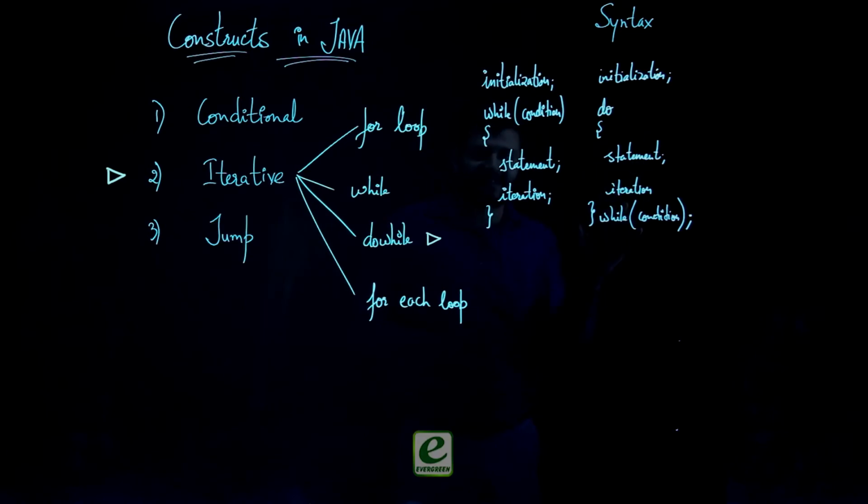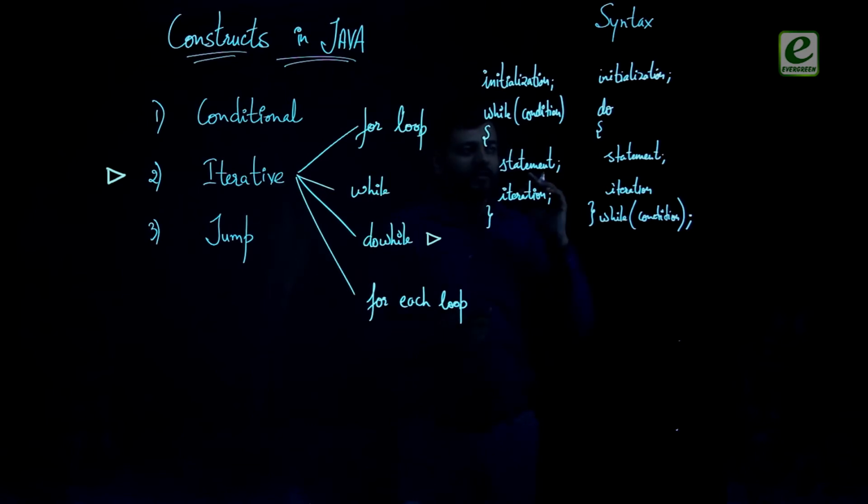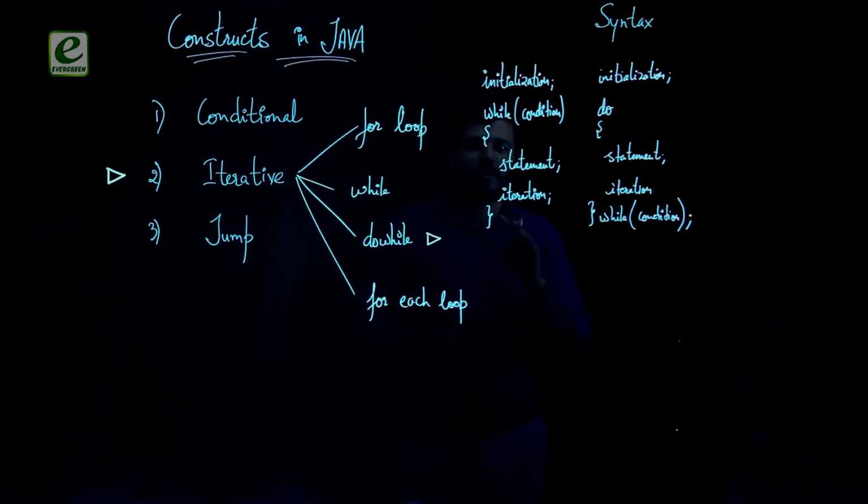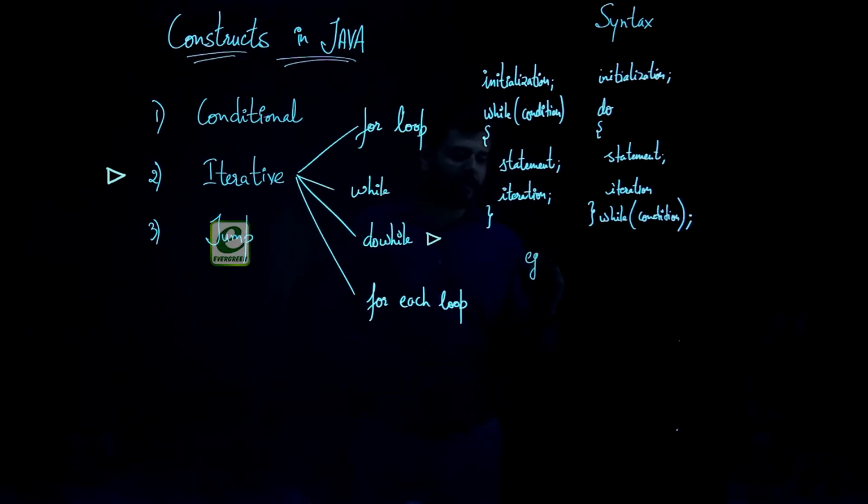So when the statements are done, then the condition is checked. So we can say that in case of do while, your statement runs once. So in case of do while, we can say that statements will run at least once. So let's see one example on while and do while. So the example for do while.